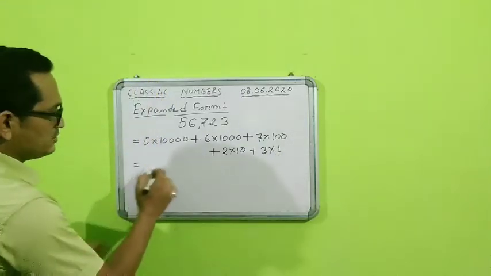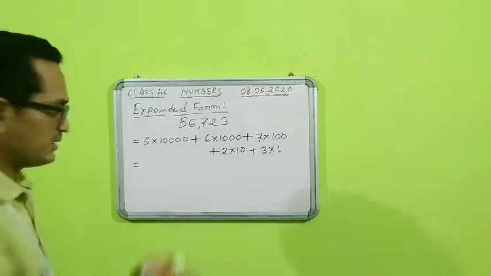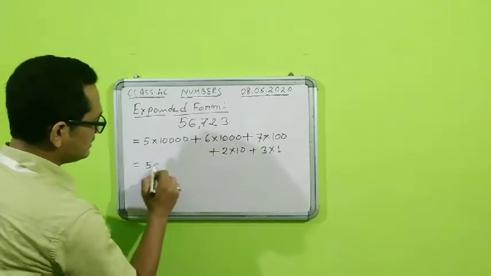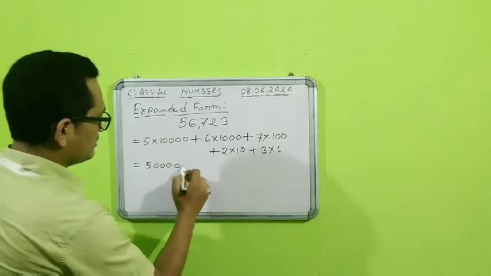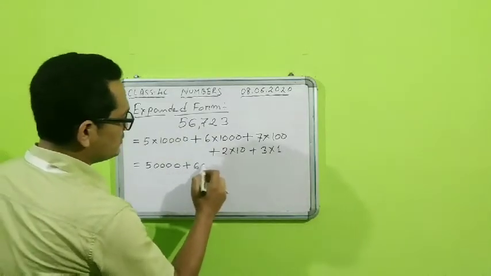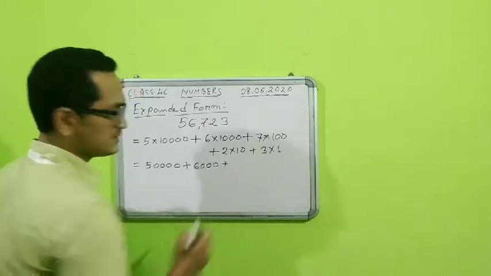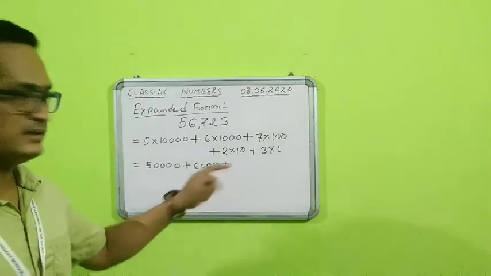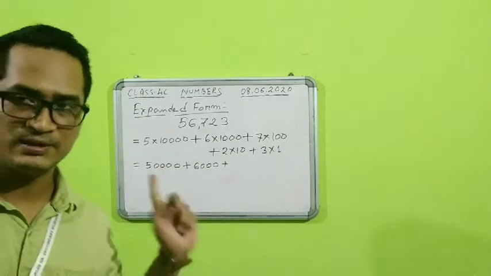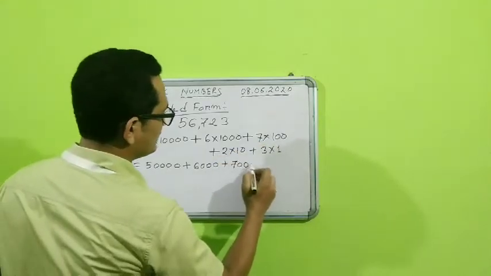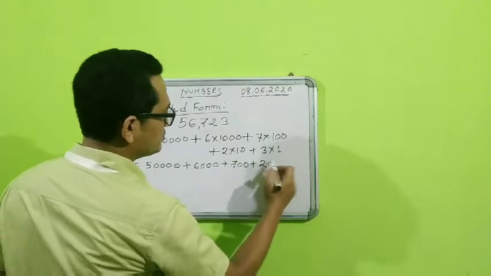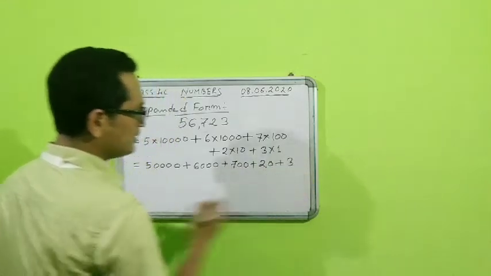Now finally students, you need to write down the product. 5 into 10,000, that will be how much? It will be 50,000. Plus 6 into 1000, it will be how much? It will be 6000. Here 4 zeros are there, here 3 zeros are there. That means the zeros will decrease now one by one. 7 into 100, it will be how much? 700. 2 into 10, it will be how much? 20. And finally 3 into 1, it will be 3.